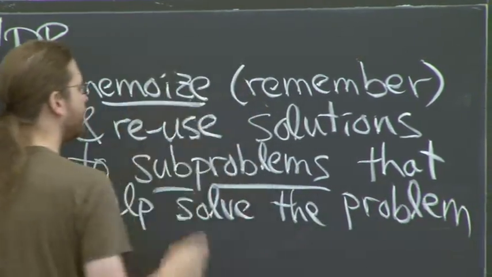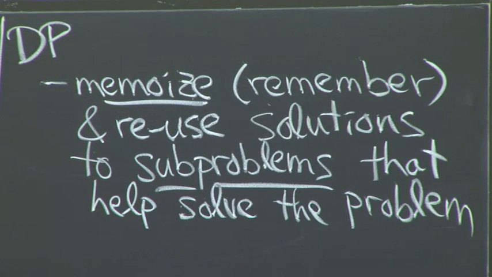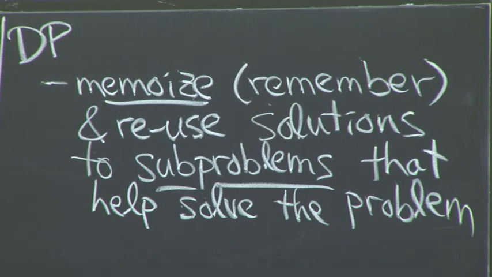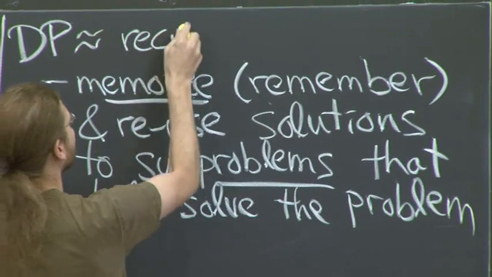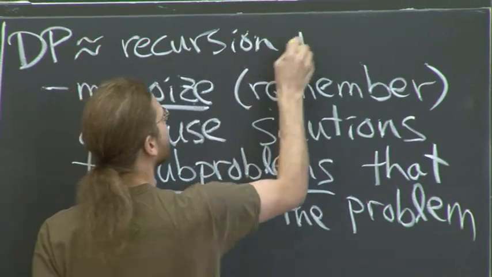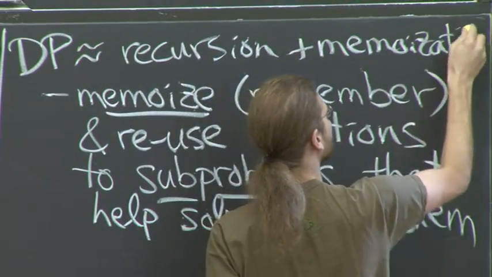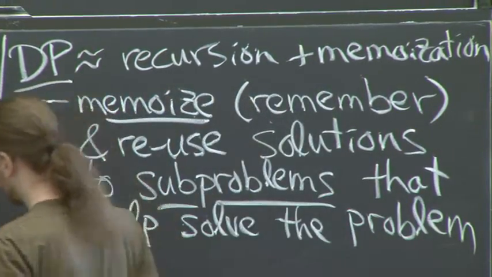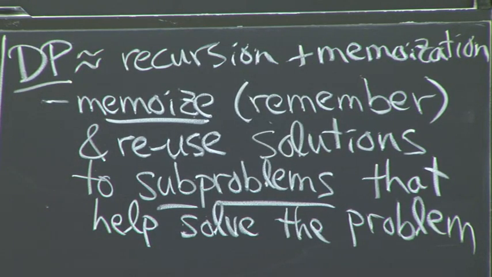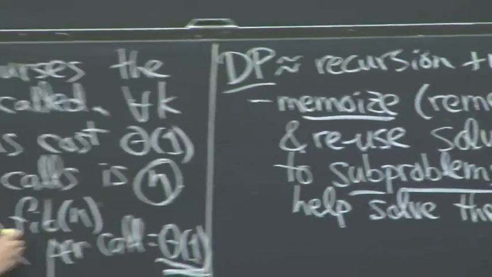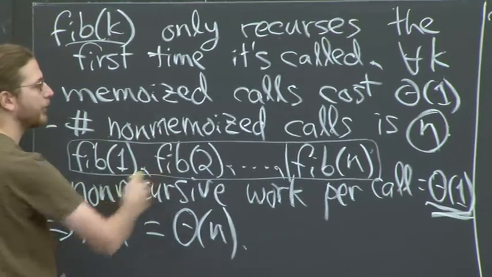And the idea of memoization is once you solve a subproblem, write down the answer. If you ever need to solve that same subproblem again, you reuse the answer. So that is the core idea. And so in this sense, dynamic programming is essentially recursion plus memoization. And so in this case, these are the subproblems, Fibonacci of 1 through Fibonacci of n. The one we care about is Fibonacci of n. But to get there, we solve these other subproblems.